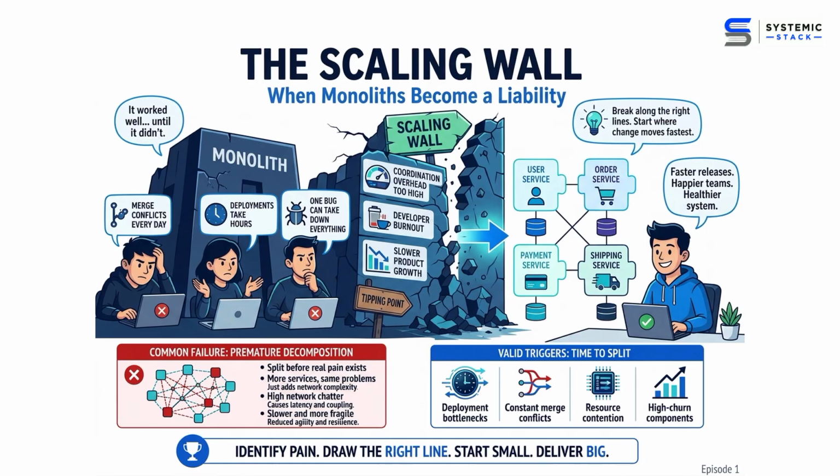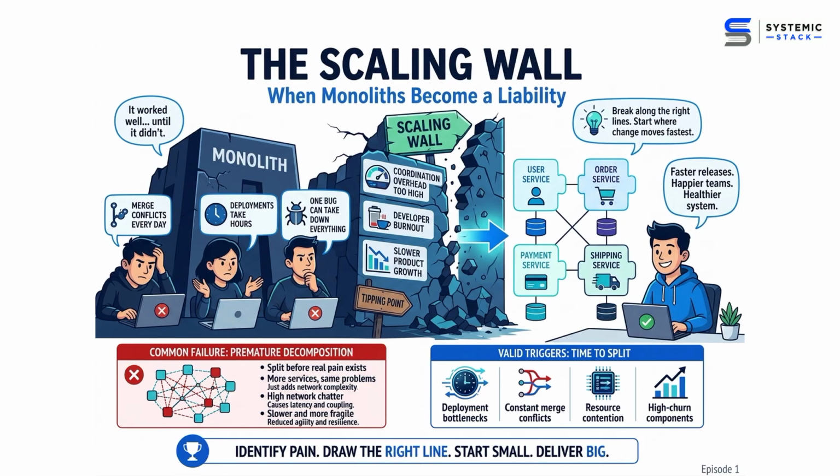You see merge conflicts every day, and a single test failure in a module you don't even use can block your entire release. Now, the common failure mode here is premature decomposition. That's when a team moves to microservices before they actually have the scaling problems to justify the complexity. In an interview, you should be able to identify these specific pain points like deployment bottlenecks or resource contention as the valid triggers for a split.